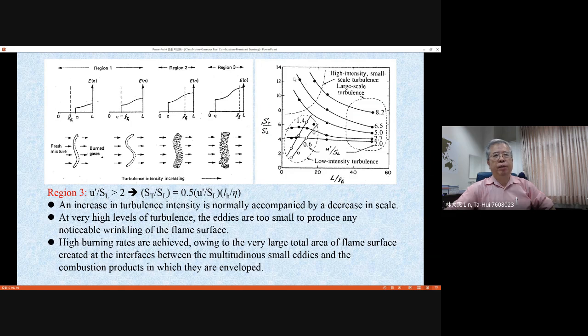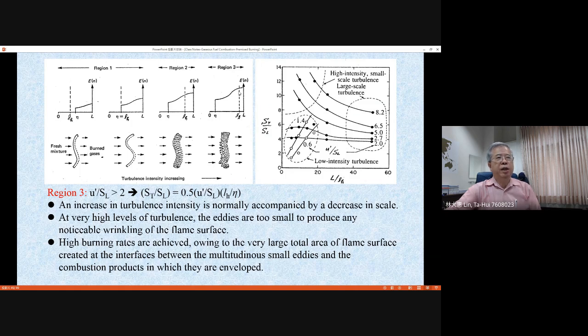Now this is a hyperbolic line, in inverse proportion to scale. And what can we see from these figures and also these plots? The conclusion can be made by three important points. The first one: an increase in turbulent intensity is normally accompanied by a decrease in scale.